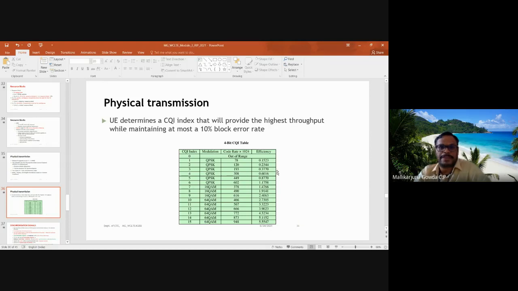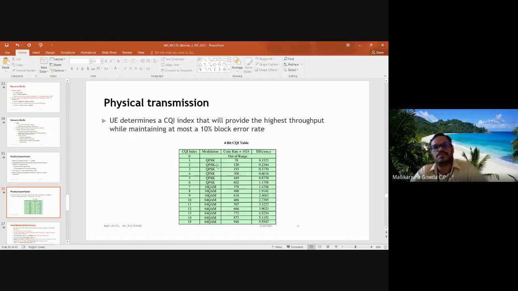Just have a look. If I use the CQI index of 15, the type of modulation is 64 QAM. So with that, the efficiency will be 5.5547. If you use QPSK, just understand what the efficiency is. It is 0.15 only. And if you use 16 QAM with a CQI index of 7, the efficiency will be 1.4766. So you don't have to worry about this table, you should just have an idea.